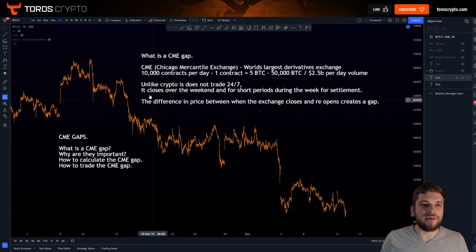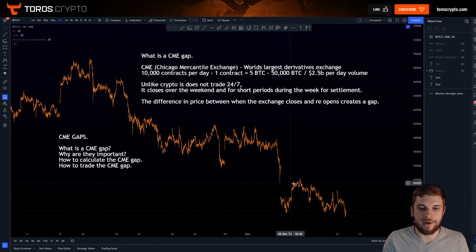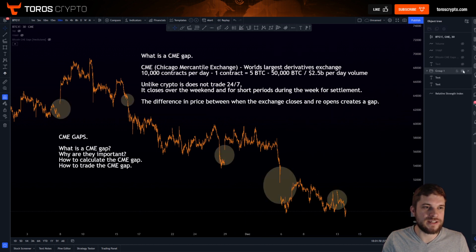Okay. However, unlike crypto, it does not trade 24/7. It closes over the weekend and for short periods of time during the week for settlement, and this is how these gaps appear. Now, the difference in price between when the exchange closes and reopens creates a gap. Okay, and we can see on this chart here where these gaps start to appear.